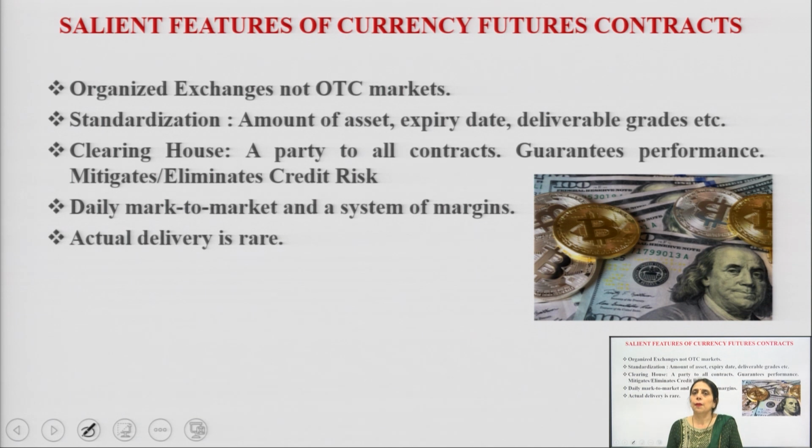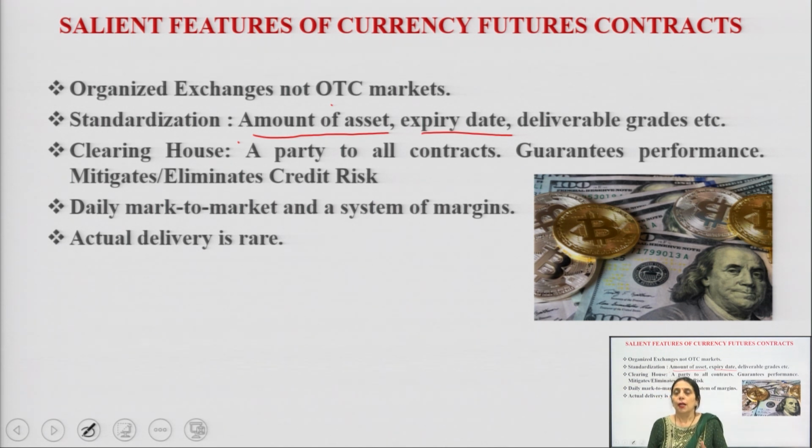Now let us discuss the salient features of the currency future contract. The first one is the organized exchange. It is not an OTC market; the over-the-counter market is not there. It is an organized exchange where the currency future contracts are traded. Then standardization. Standardization means each and everything is defined there. The amount of the asset, expiry date, delivery date, and deliverable grades are given. That is why it comes under the category of standardization.